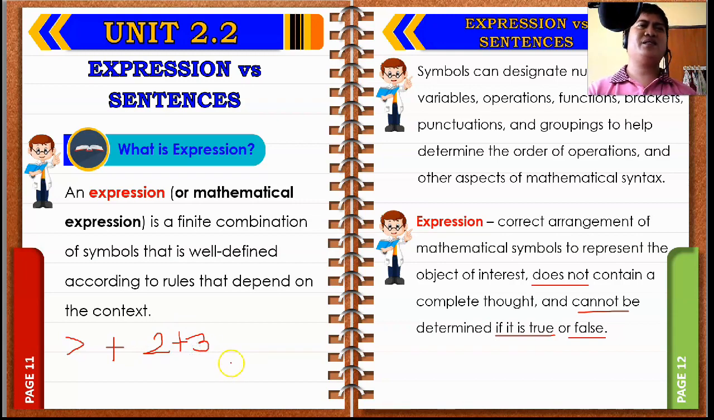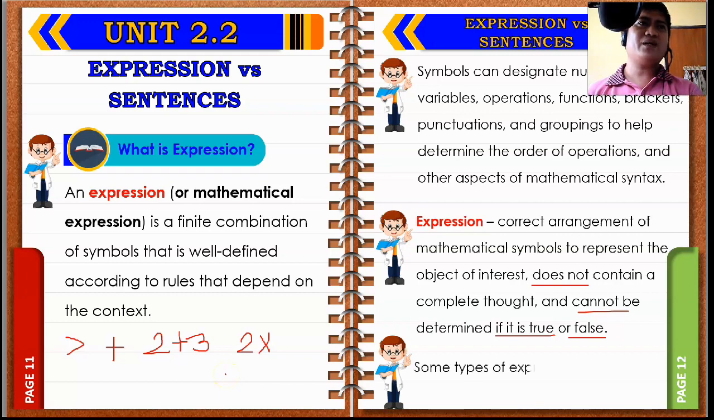But 2 plus 3 is an expression. Why? Because we cannot determine if that is true or false. Also a combination of a symbol and a variable. So we have, for example, let's say 2x. So 2x is an expression, but we cannot determine if that is true or false.